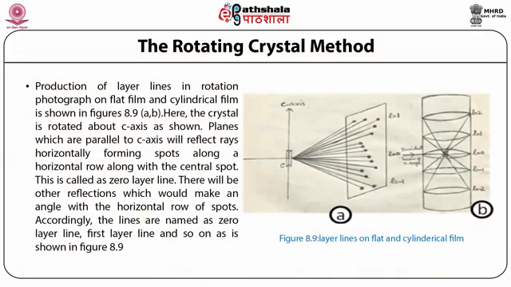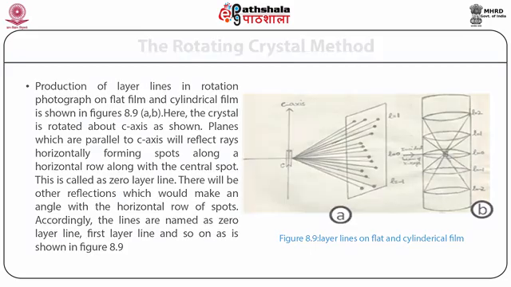Production of layer lines in a rotation photograph on flat film and cylindrical film is shown in figures 8.9a and b. Here the crystal is rotated about the C-axis as shown. Planes which are parallel to the C-axis will reflect rays horizontally, forming spots along a horizontal row along with the central spot. This is called the zero layer line. There will be other reflections which would make an angle with the horizontal row of spots. Accordingly, the lines are named the zero layer line, first layer line, and so on, as shown in figure 8.9.